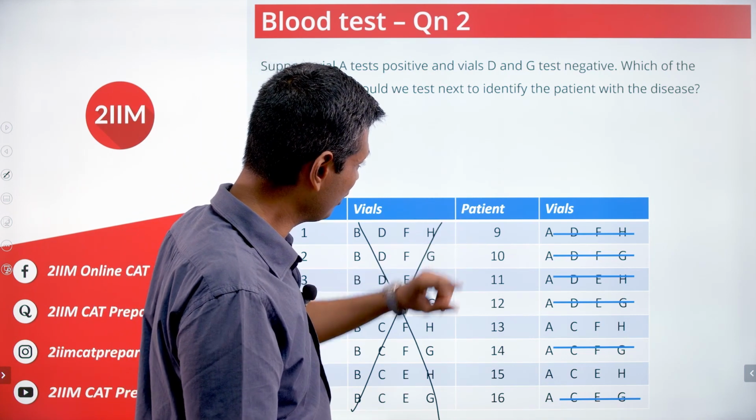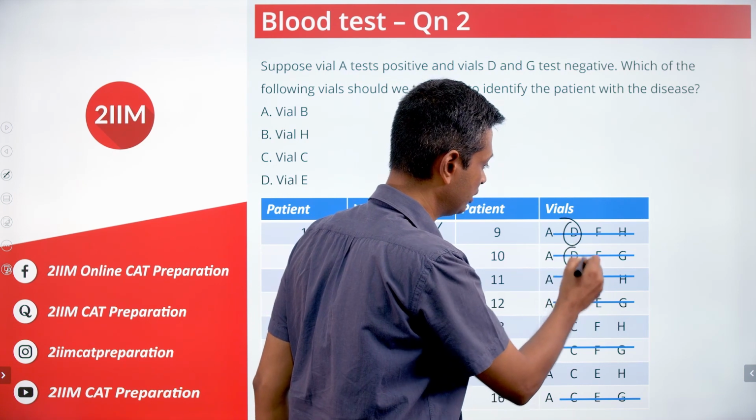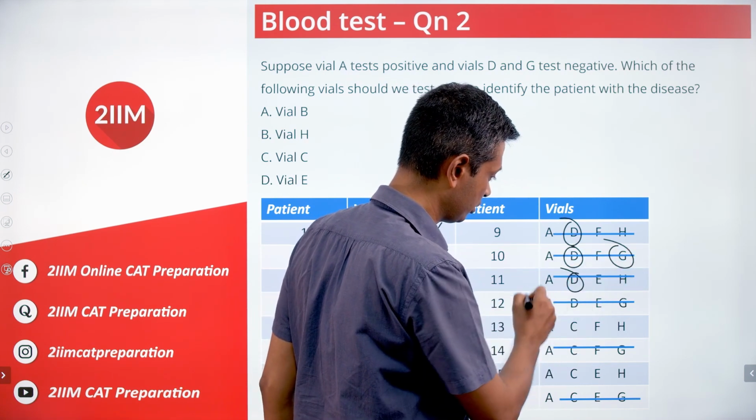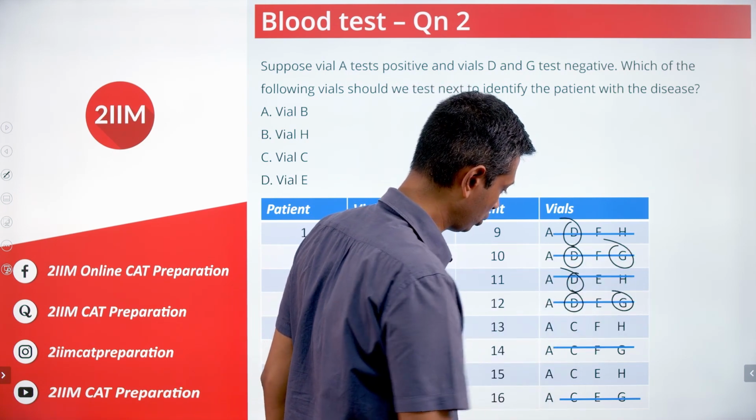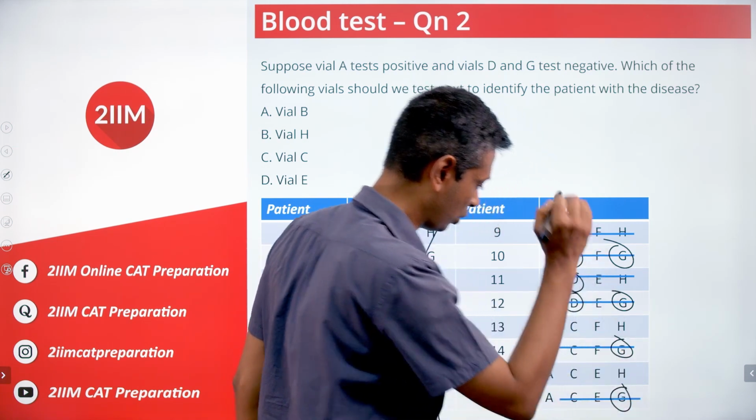So within A, we'll remove everything that has D or G. This has a D, this is out. This has D and G, this is out. D, this is out. D and G, this is out. This has a G, this is out. Again, G, this is out.